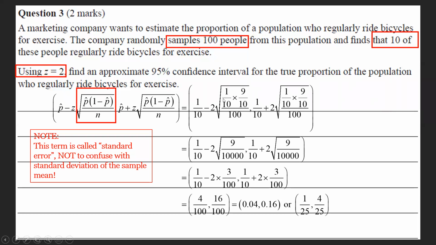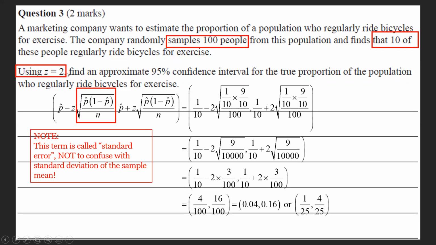Now, if you calculate it on one side, you don't need to repeat the calculation on the other side because this term is exactly the same as this term. They're just adding and subtracting the same amount. 2 lots of the standard error, using z equals 2.